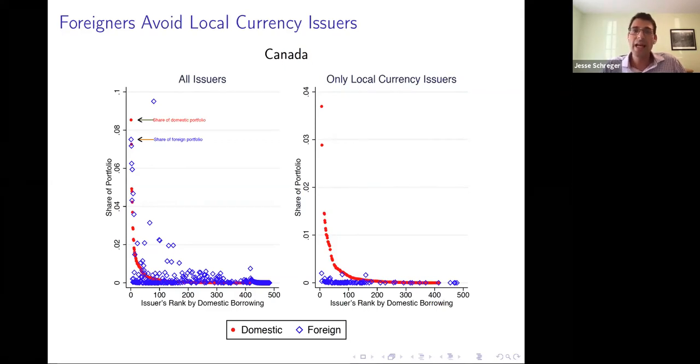And so what you can see is that some of these firms that are local currency only are pretty big. So the largest local currency only issuer accounts for more than 3% of Canada's domestic bond portfolio, Canadians investing domestically. But when you see all those blue diamonds, the foreign portfolio just at zero, what that means is that all of the Canadian firms that are borrowing only in Canadian dollars are essentially not getting bond finance from foreign investors. And so the firms that are borrowing only in Canadian dollars are essentially only getting domestic bond finance.